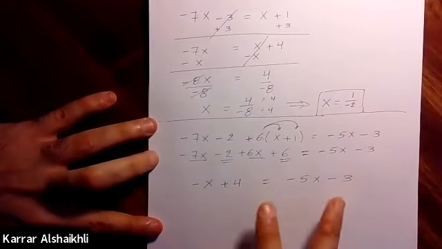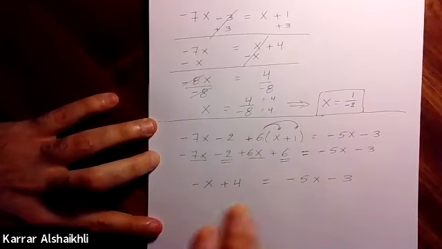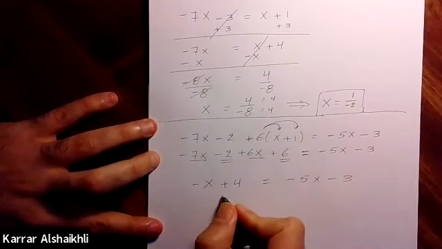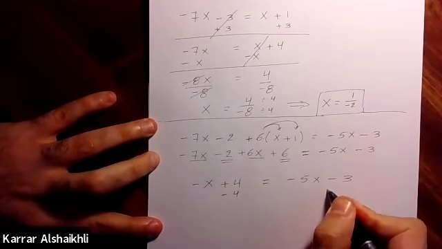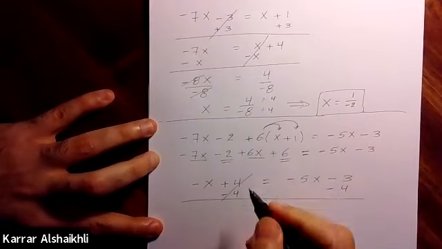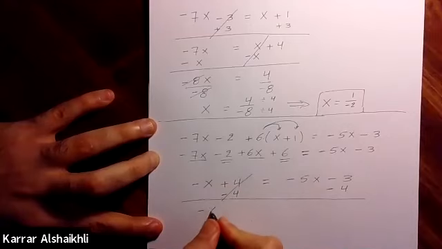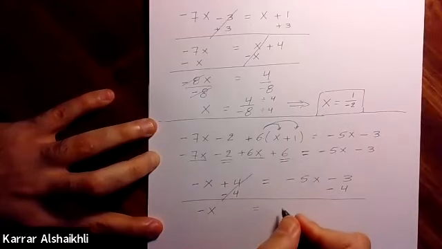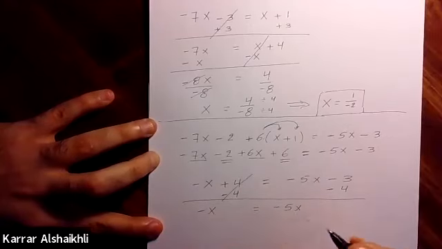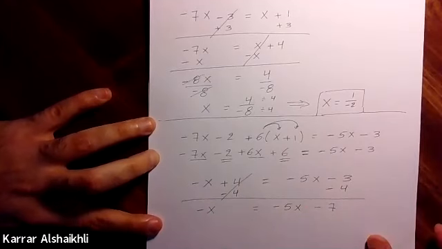Now, in this case, we have exactly like example 1. So we're just going to move the variable to the left side and the numbers to the right side. So I'm going to move the number, I subtract 4 from both sides. Cancel these. The leftover on this side is just negative x equals negative 5x, negative 3 minus 4 is going to be negative 7, or minus 7.